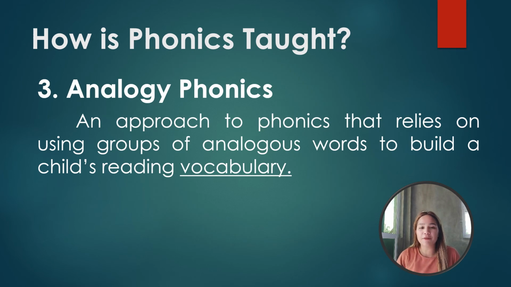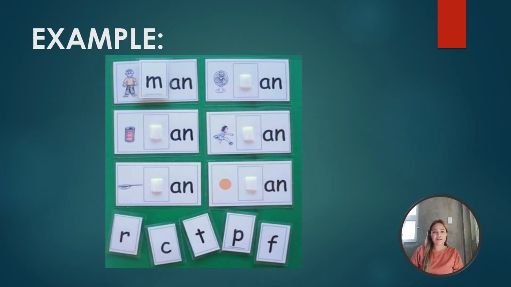The third type of phonics is analogy phonics. When we say analogy phonics, it is an approach to phonics that relies on using groups of analogous or similar words to build a child's reading vocabulary. For example, we will talk about the word man and what it means. Then I will extend the lesson to words that end with an, like can, pan, fan, ran, and tan.